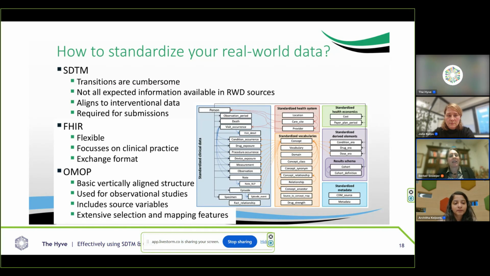OMOP then is that basic vertically aligned structure, as Julia has already mentioned, and it's already used for observational studies. So it's already looking at what is needed to do selection, select cohorts, etc. What I think is very helpful is that it includes the source variables. That's helpful for the traceability, the lineage as well. And it has extensive selection and mapping features. I also saw now that the SDTM, the CDISC terminology is now included. So transforming from CDISC to other formats is now also available via the OMOP mapping features.